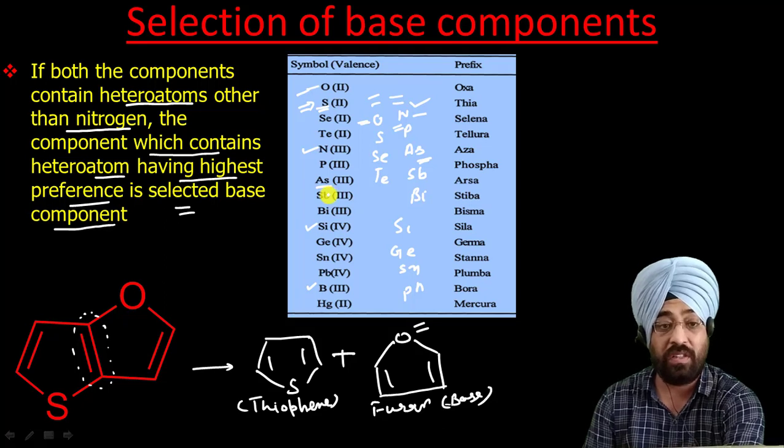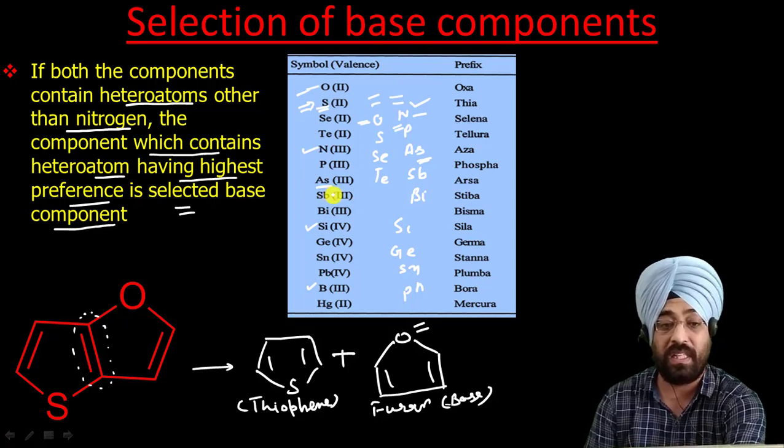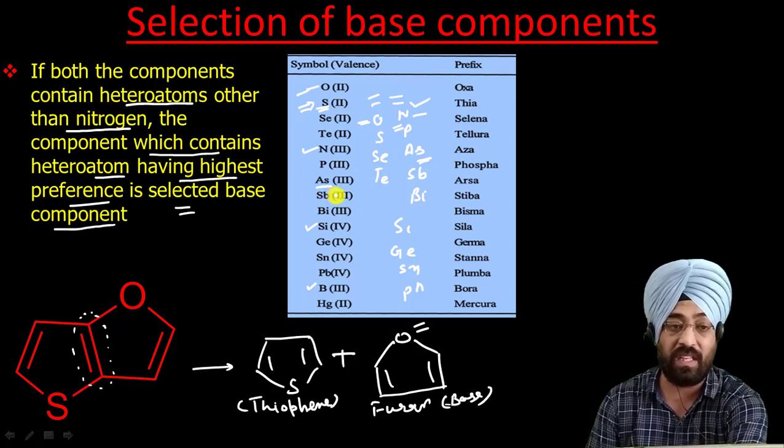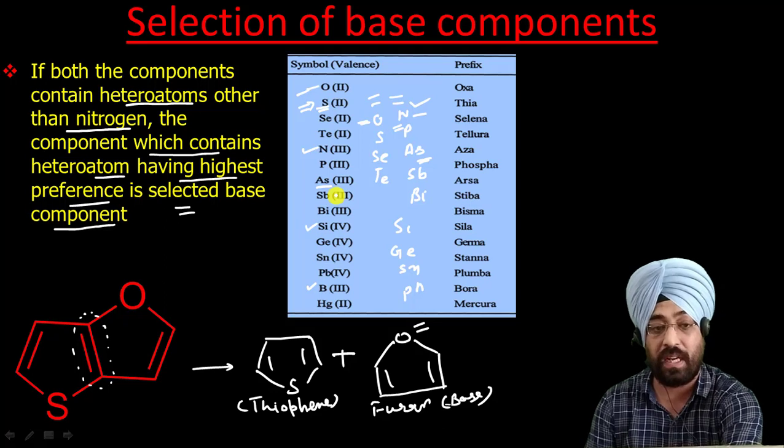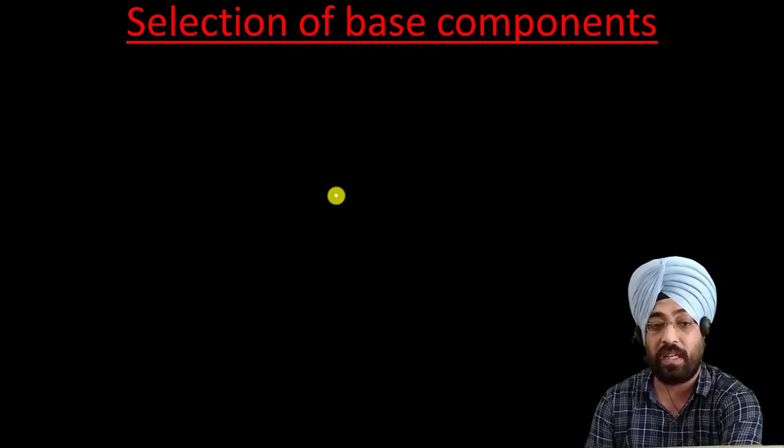This dissection is the most important in this nomenclature. Everything else is easy. The crux of this nomenclature is to choose the base component and the attached component. Now let us learn the next possibility.